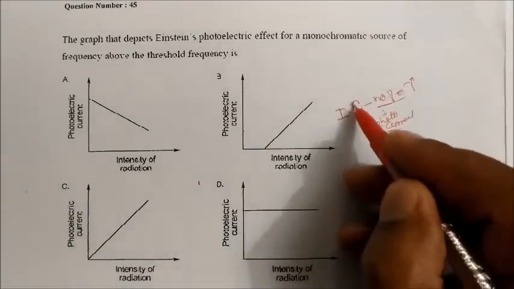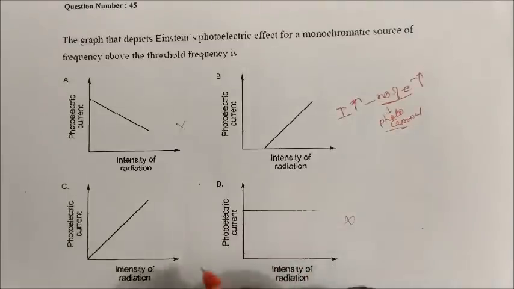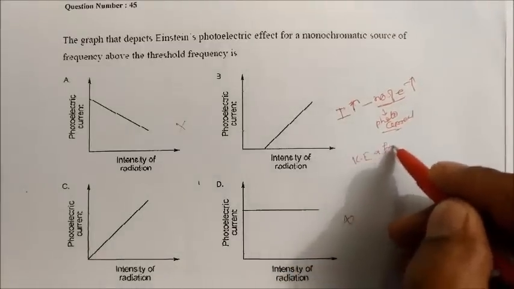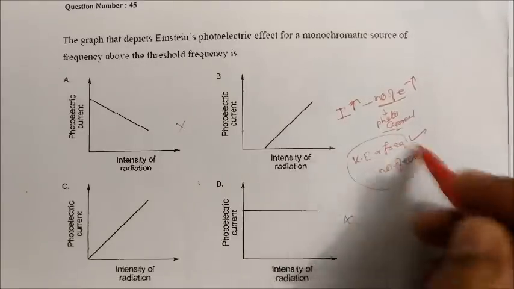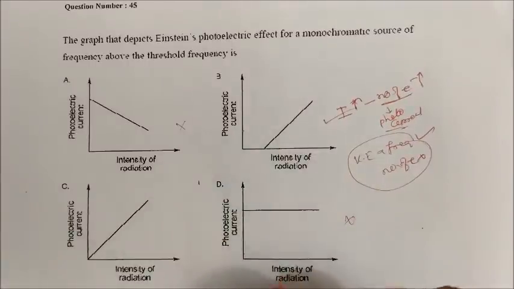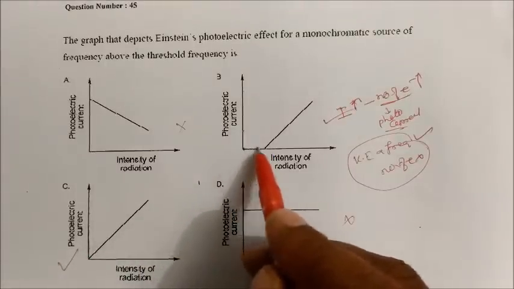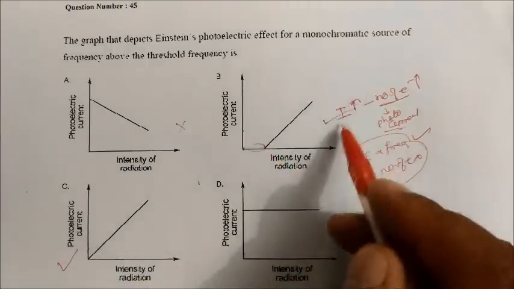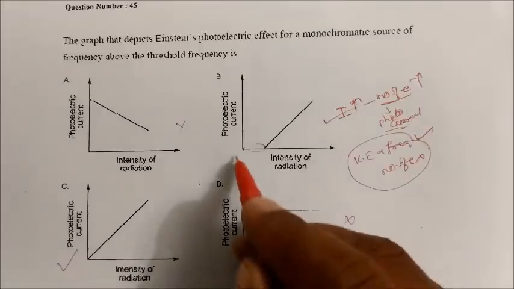So as intensity increases, we'll get a graph like a straight line. So we can reject this one and this one, because kinetic energy is proportional to frequency but not proportional to the number of electrons. So this idea is not possible, only this idea is possible. So out of four graphs, which is more correct? This is correct. Here they have given some threshold value, but there is no requirement of this threshold value. Whenever you increase the intensity, electrons will suddenly increase, and current will be directly proportional to the electrons. So this is the only correct diagram, and this is again a wrong diagram.